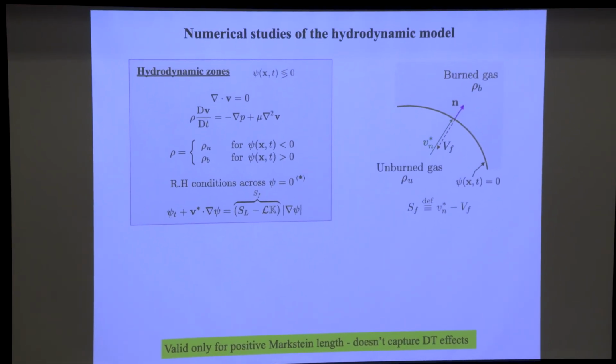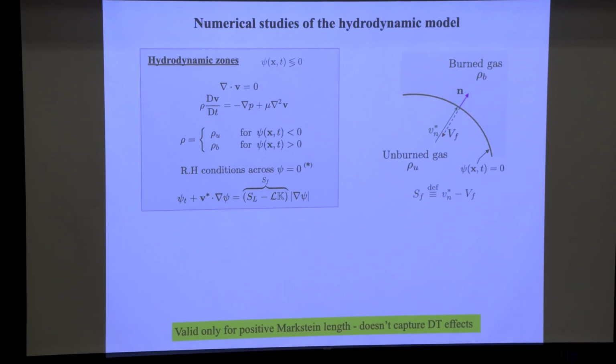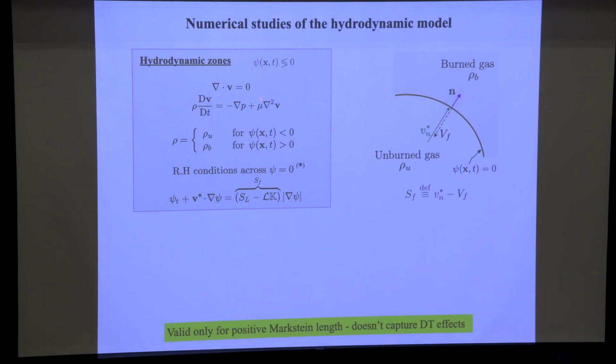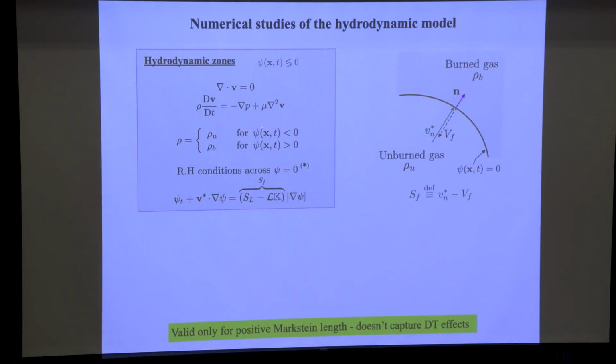Okay, now the mathematical problem in the hydrodynamic model is essentially complicated, but it involves the Navier-Stokes equation and the density field dictated by this. I'm sorry that now F became psi, so psi is the flame surface. It just changed name over time.